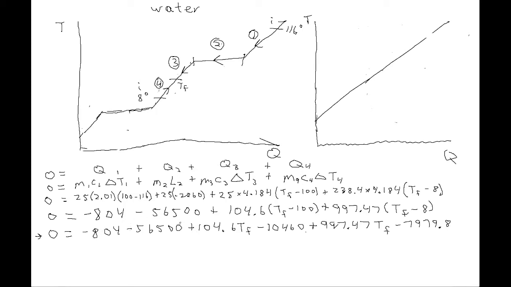to collect terms again. When you used your calculator before here, it came out wrong because you were putting in a positive number. So now we have to do that step on the calculator over again. Okay. So negative 804 plus 10,460, negative 10,460 plus a negative 56500 plus a negative 7979.